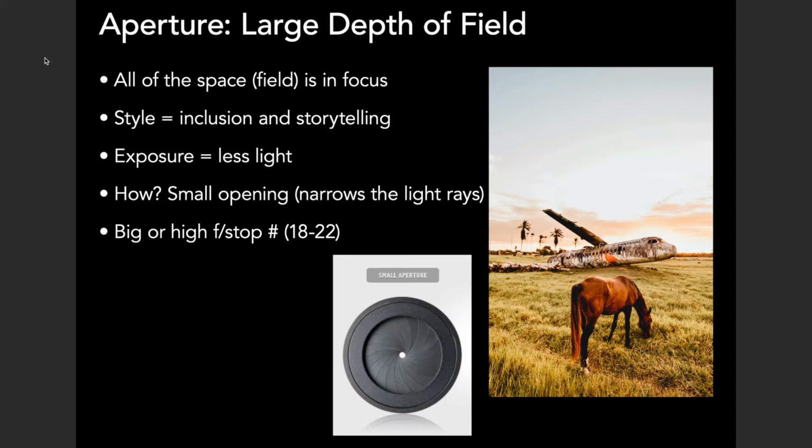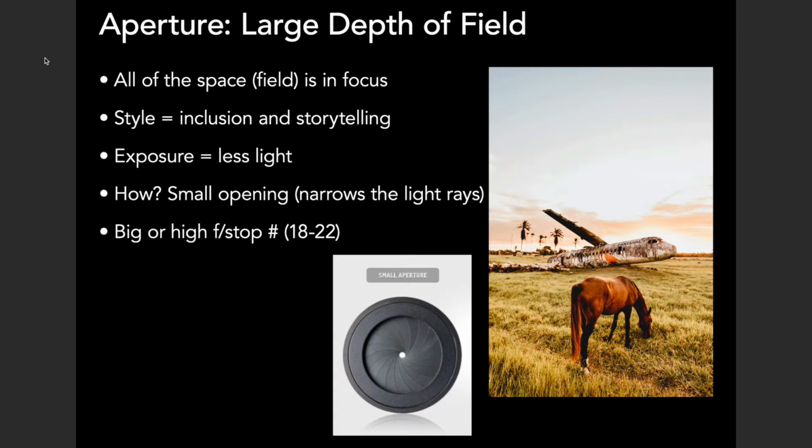The opposite of a shallow depth of field is a large depth of field. So in this picture of the horse, if the plane were blurred out, it would just be a blob in the background and it wouldn't make any sense. But because we get this old decaying plane, and you can also see the palm trees, it really tells the story going on. Even though we lose some detail naturally as things recede into the background, they are in focus so we can see what's going on.